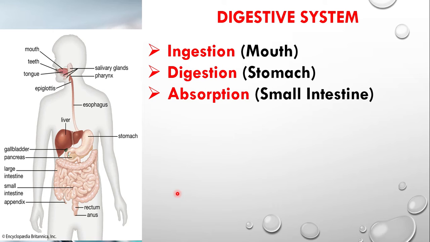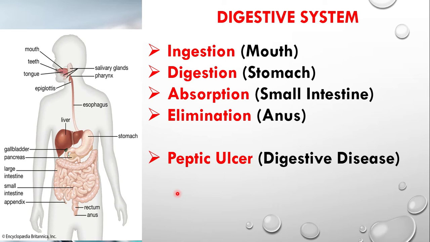Absorption happens in the small intestine, and the elimination of the waste material from our food will happen in our anus. Okay? So, peptic ulcer is a digestive disease. Okay? It is caused by Helicobacter pylori. Ulcer is not caused by eating late or skipping meals, that can't cause an ulcer. It can only cause acidity in your stomach. But ulcer is caused by bacteria. Okay? Specifically Helicobacter pylori.